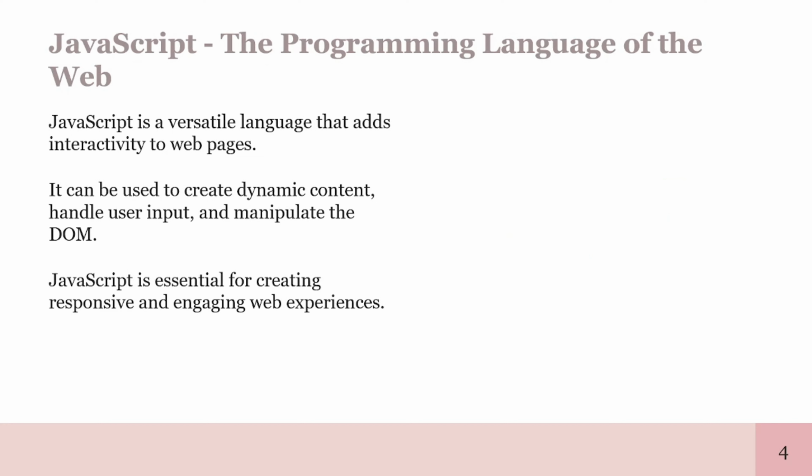Guys, the next one is JavaScript, the programming language of the web, a versatile language that adds interactivity to web pages. We can say that JavaScript is the brain of our web page or web app. Via JavaScript, we can tell our web page what it should perform or do. It's used for interactivity, and if we want to make our web page functional, we can use JavaScript. It can be used to create dynamic content, handle user input, and manipulate the document object model.